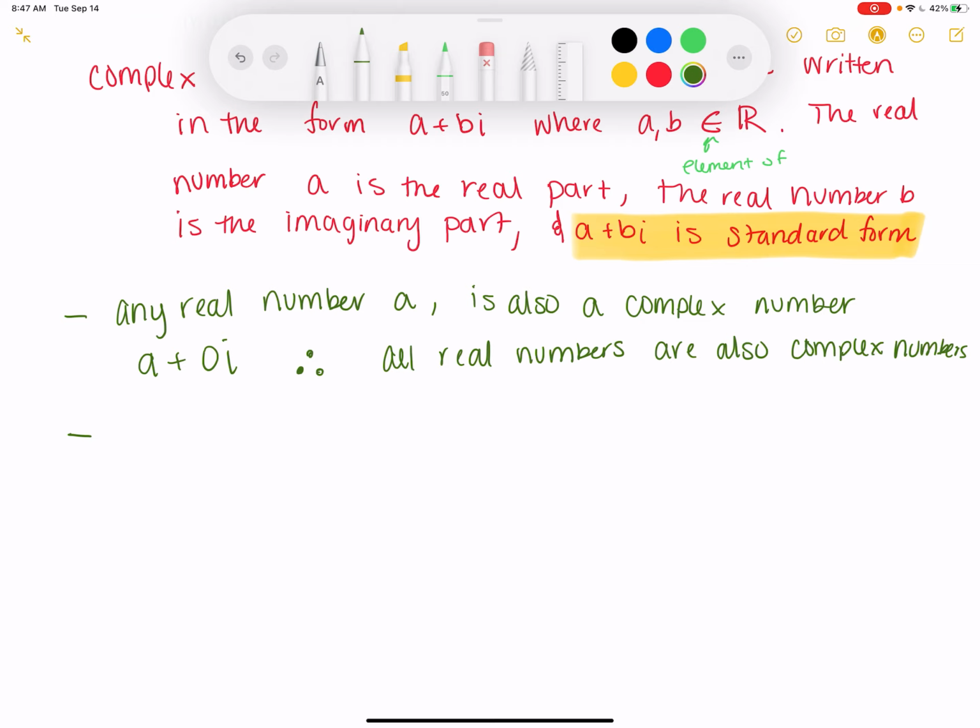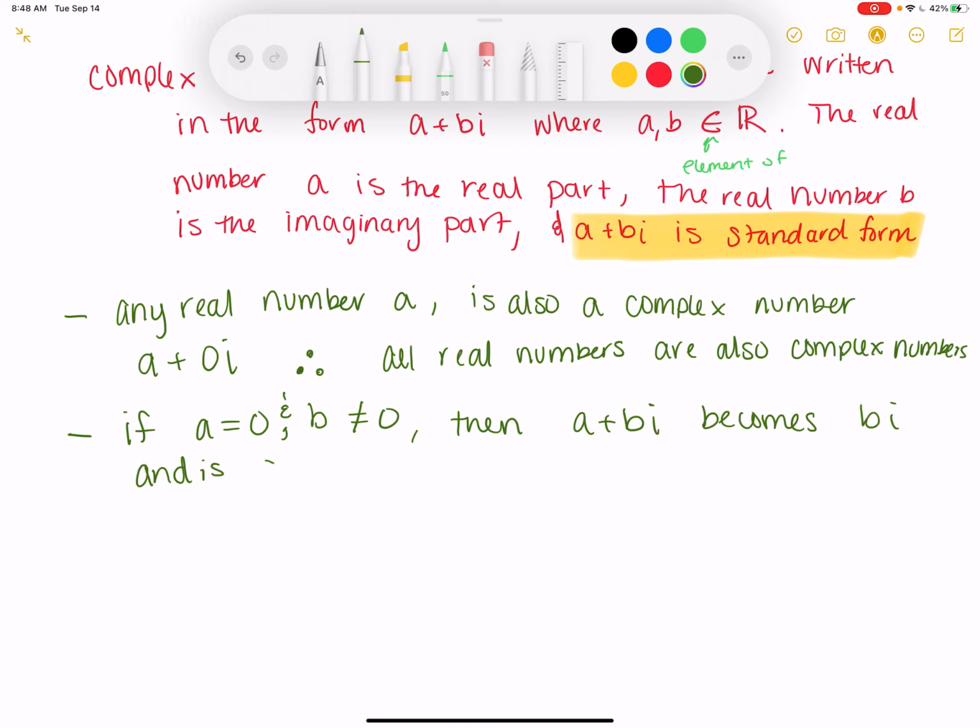All right. So if A is equal to 0 and B is not equal to 0, then a plus bi becomes bi and is an imaginary number.